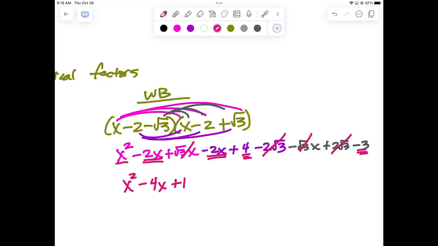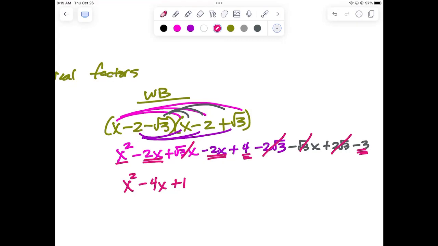How does the negative 2x and the negative 2x cancel? Oh wait, they didn't. They became negative 4x. What were the ones that canceled? All the ones with the radicals should cancel. Oh, okay. If you expand it right, all of your radicals should cancel.